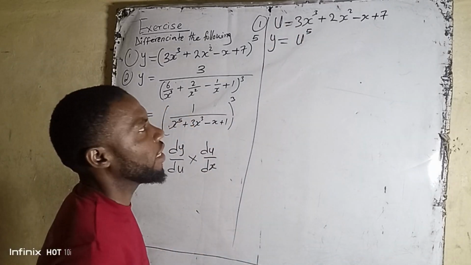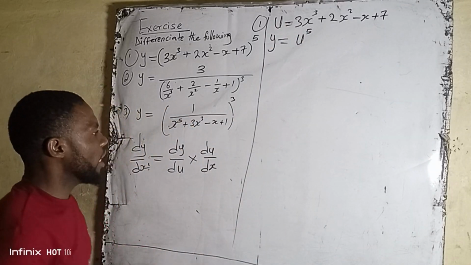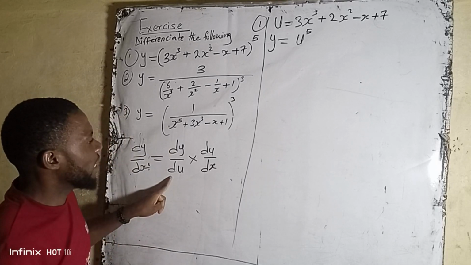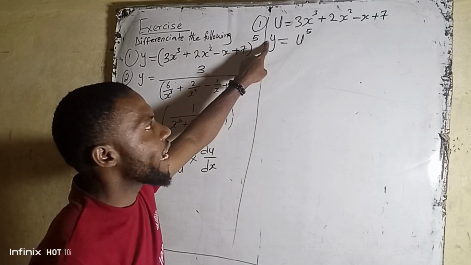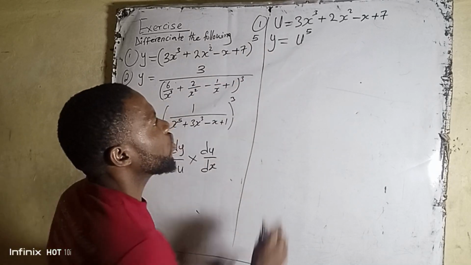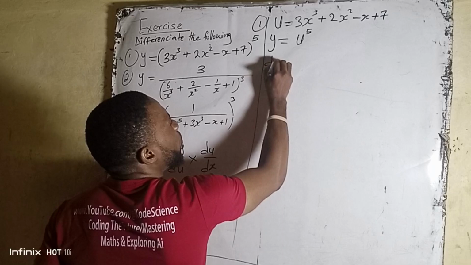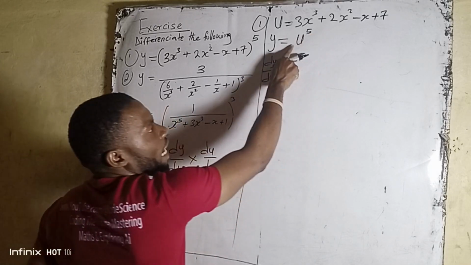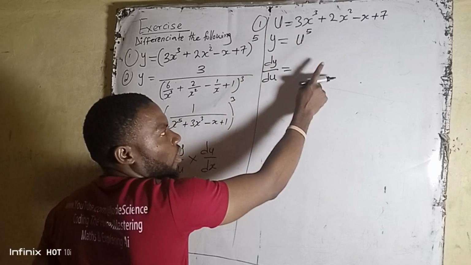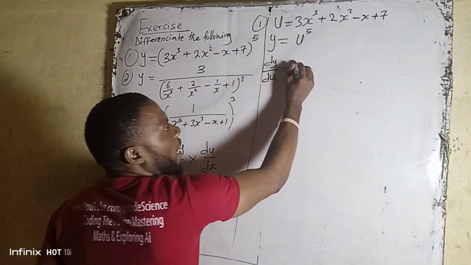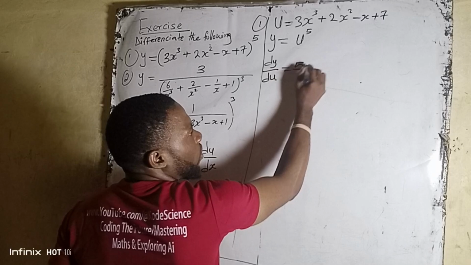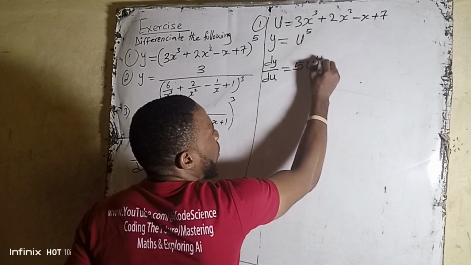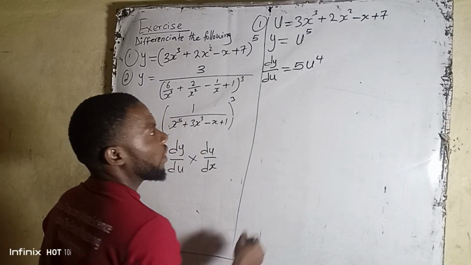We have simplified this. Now what do we need? We need dy over du. Let's differentiate y with respect to u. So dy over du is equal to 5 multiplied by u, reducing the power by 1, so we have u raised to the power of 4.